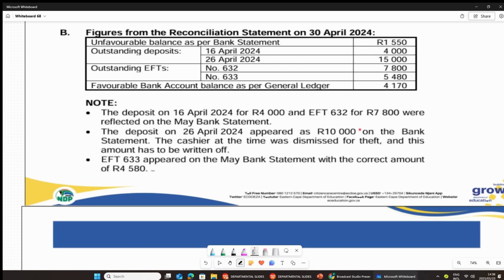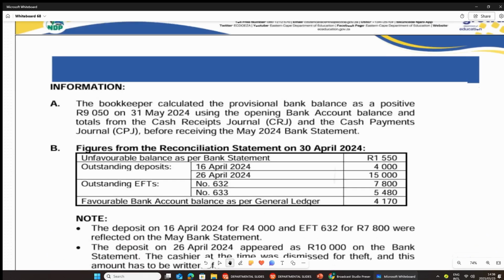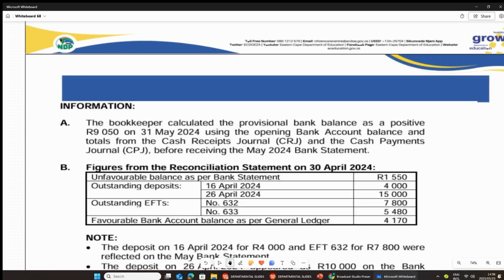Now remember, this 15, when we initially recorded it, it was in our cash receipt journal. But the amount that was deposited was 10,000 rand. So for us to reduce this 15,000 rand, we have to record the difference of 5,000 rand in our cash payment journal. But we are not asked in this example here to do the cash payment journal. We are asked to do the bank account balance. So the 5,000 rand here, you will then have to go and subtract. From which amount? From this 9,050 rand that we have here at the top. This 9,050 rand right here. Okay? I hope you're still with me, guys.